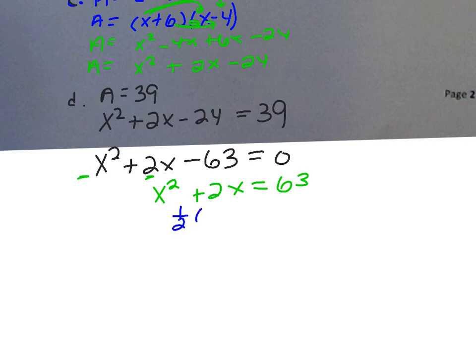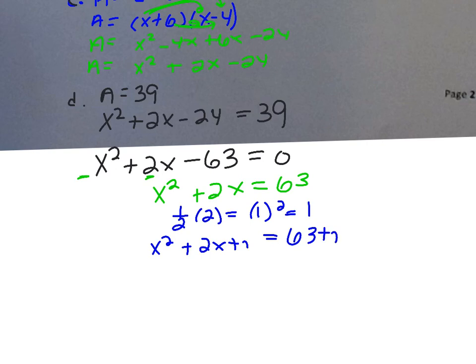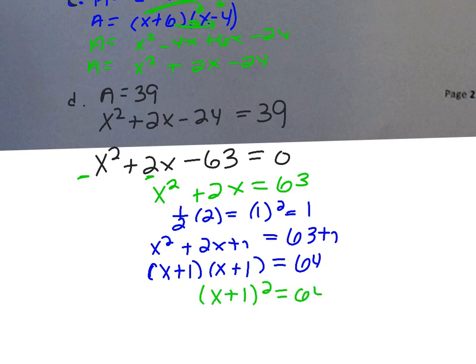So I'm going to do half of 2, which is 1. Square it, which is 1. Add that to both sides. 63 plus 1 is 64. And now I'm going to factor. So I have x and x. Remember, the number that goes inside there is the number that we square, which is positive 1, positive 1. So that's x plus 1 squared equals 64.